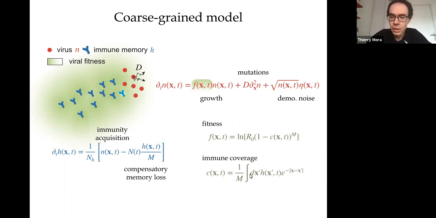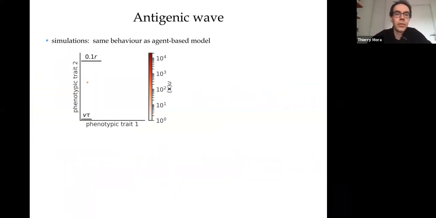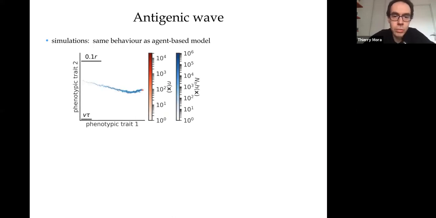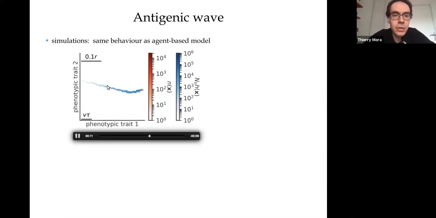...is the convolution of the density of memories with this cross-reactivity kernel that has a radius 1. So if we put these equations in, again, simulate them numerically, we can get the sort of solution that I was describing before in the agent-based model. You see the viral population moving forward and leaving in its trail this immune protection here in blue, right?